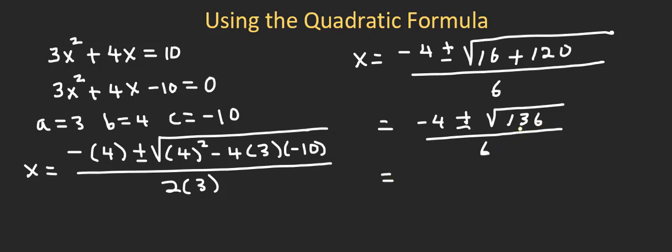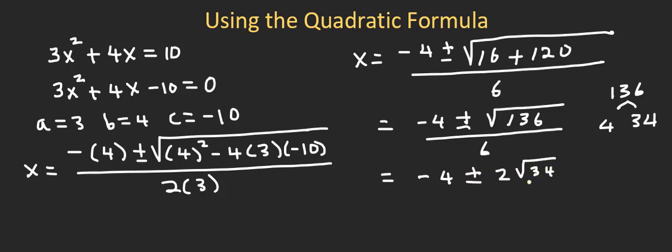Now, radical 136 can be simplified. It's 4 times 34. So 2 could come out, but 34 is 2 times 17, so only 2 comes out, and 34 has to stay inside.